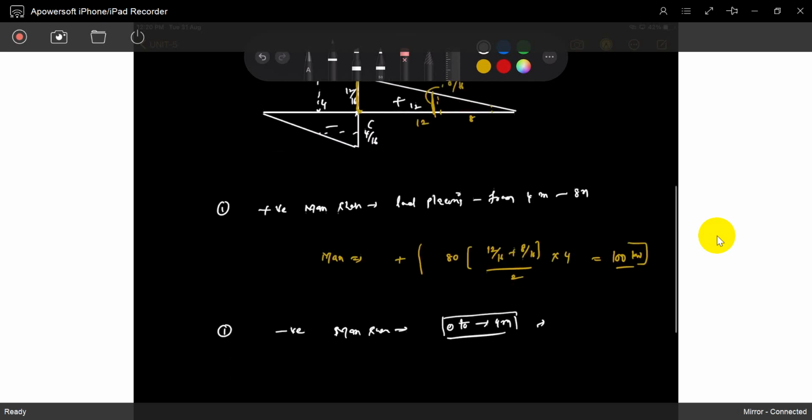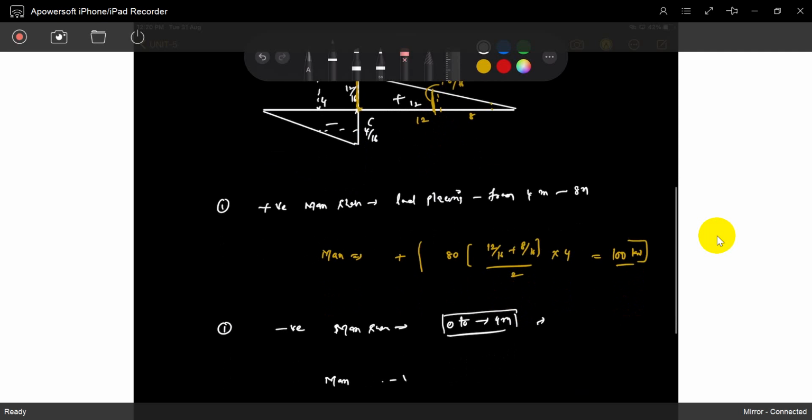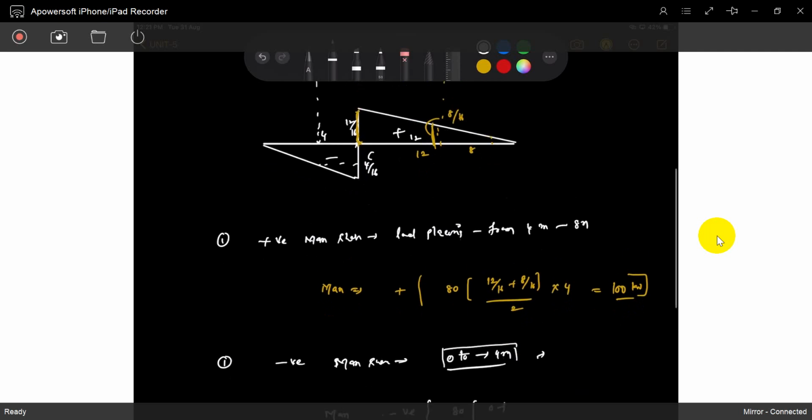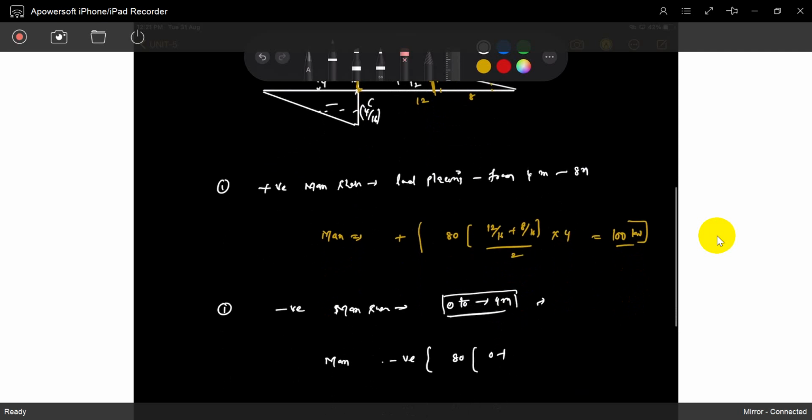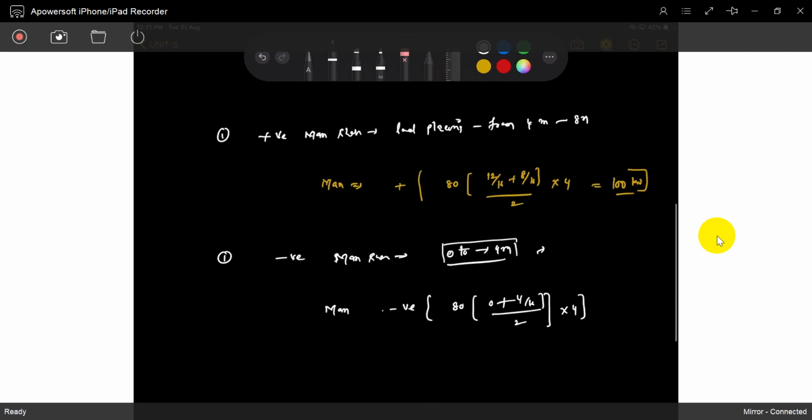So then what is the maximum negative shear? 80 times 0 plus 4 by 16, divided by 2, multiplied with 4. What is that value? 1 divided by 8, multiplied with 4, multiplied with 80. So you will get 40. That's 40.